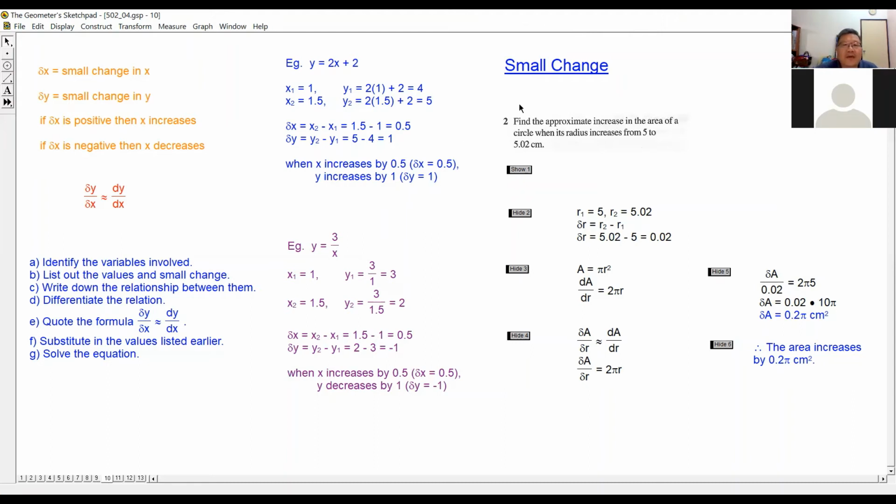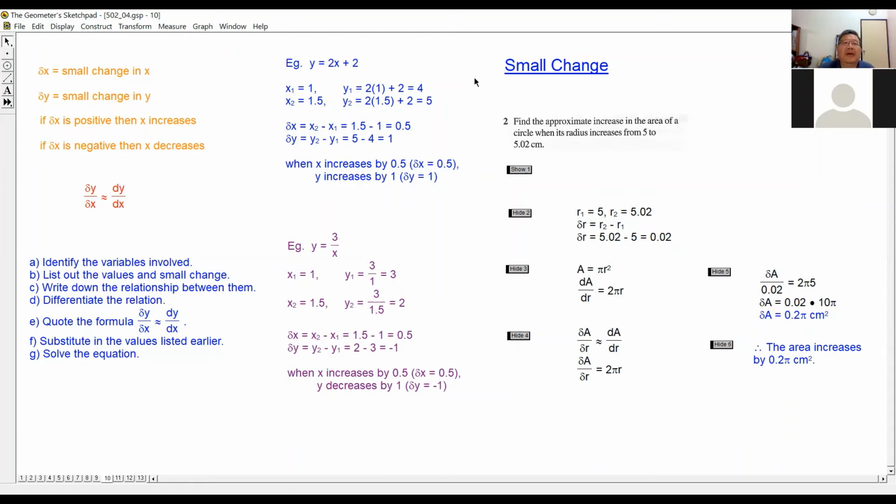So from this example, we know that delta means the change in the value from one value to another. So we use the final value minus the initial value, and we can find the delta. And this delta y and delta x come in one pair. If you have so much change in x, then you will have so much corresponding change in y.